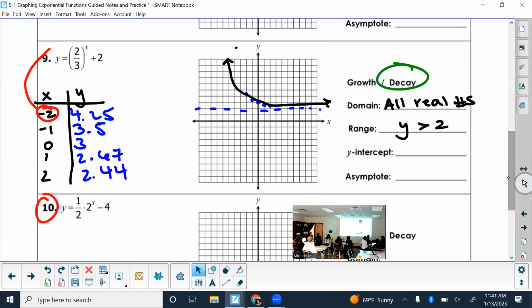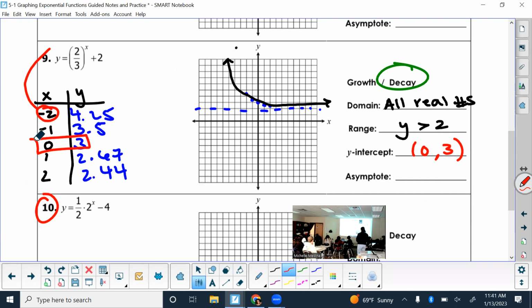Then y-intercept, table 4, what's my y-intercept? Three is correct. Or 0, 3 if you write it as a coordinate. So y-intercept is whenever x is 0, and where it touches on your y-axis.